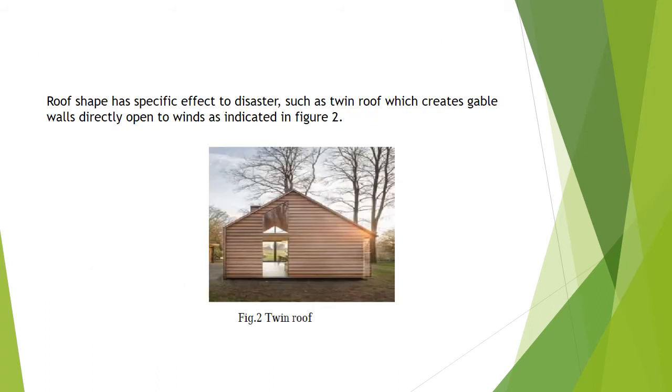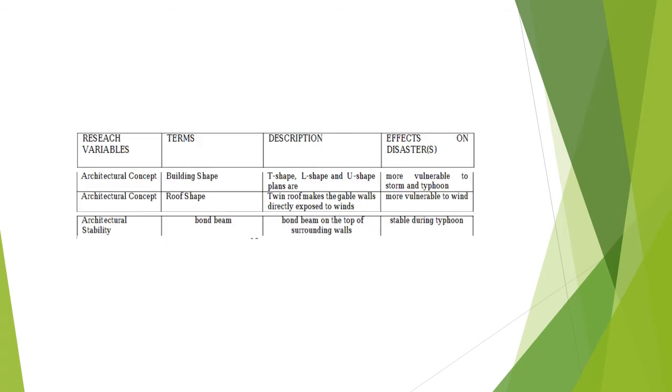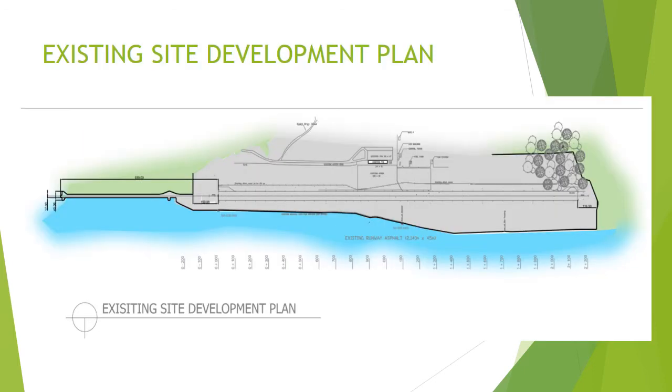Next is the consideration of not having a twin roof as the roof of the terminal building because it creates gable walls directly open to wind. The long rectangular plan was applied in the design because it produces lengthy gable barriers which can make the building more stable during typhoon. These design concepts can help my thesis study to become more wary of disaster risk in designing a terminal building.